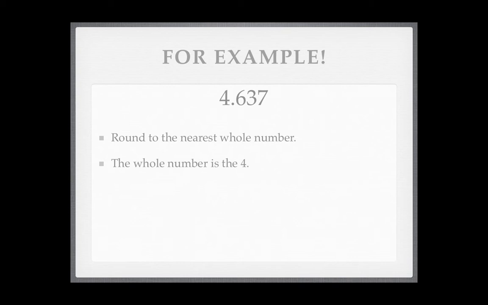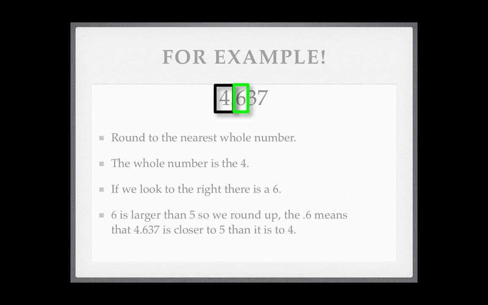So let's do an example of what this might actually look like. The number that we're going to work with is 4.637. We've been asked to round to the nearest whole number. So the whole number in this question is the 4. In order to make our decision, as mentioned before, we look at the number immediately to the right. In this case, that number is on the other side of the decimal and is a 6. 6 is larger than 5, so we round up. The decimal 6 means that the number 4.637 is closer to the whole number 5 than it is to the whole number 4. So we change the number to be a 5. And in fact, we get rid of the decimal altogether.